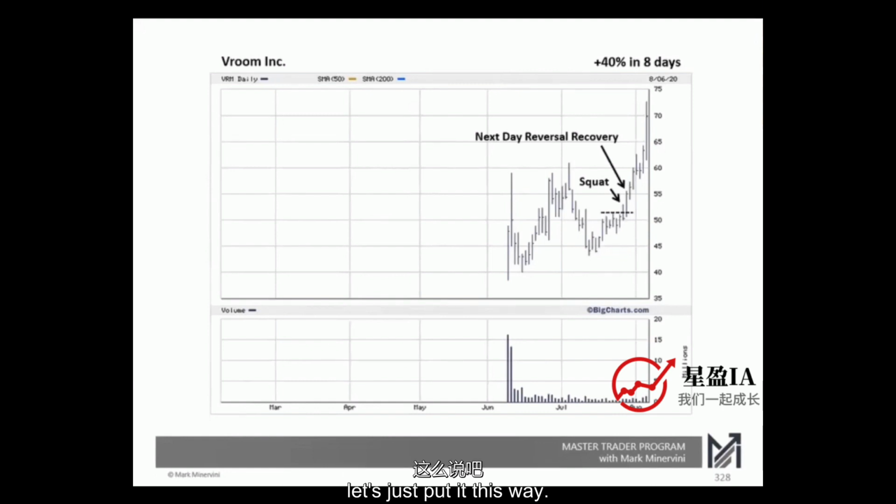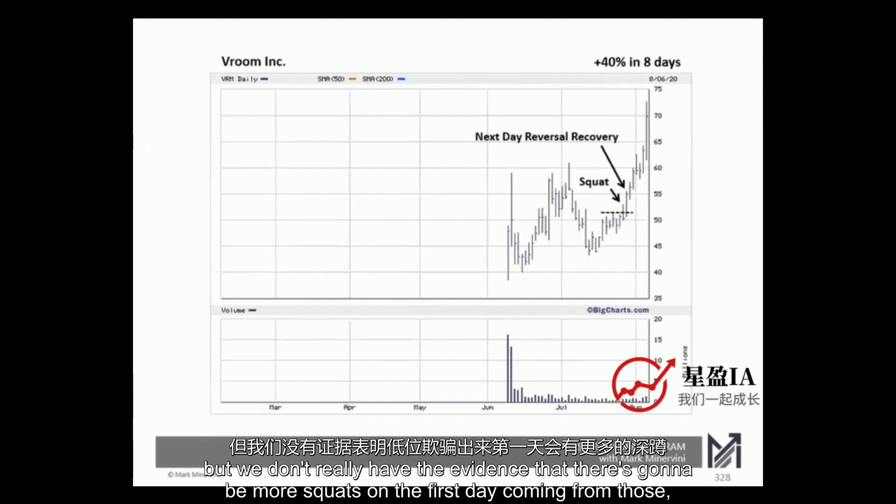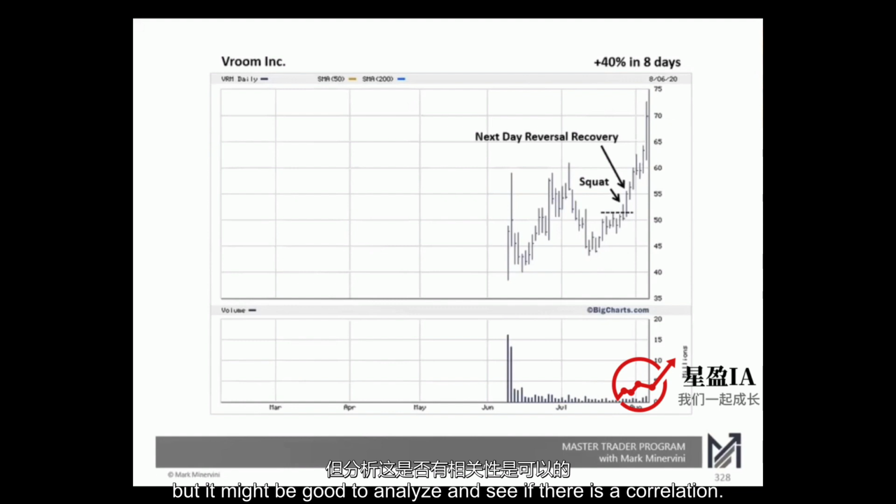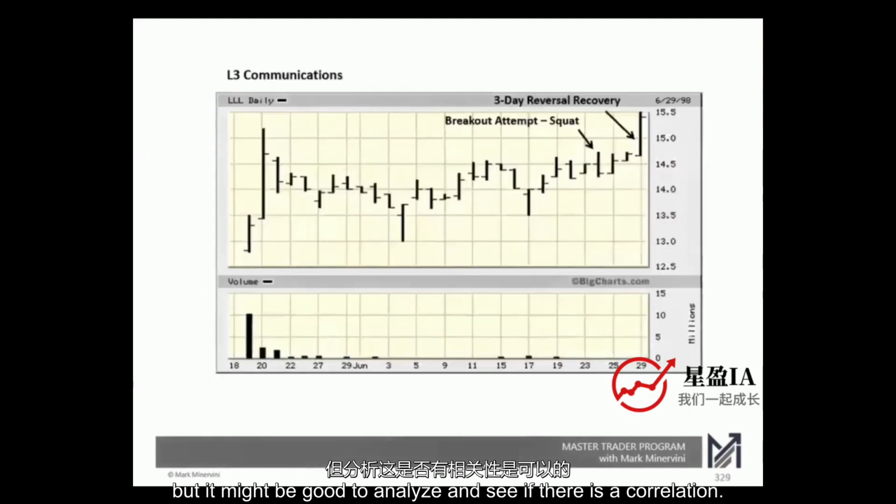Let's just put it this way. The lower you go in the base, when you go to the low cheat, it's going to be a lot trickier than in the cheat. And when you're in the cheat, it's going to be trickier than in the handle because, again, the lower you go in the base, the more overhead supply you have. When you're going into new high ground, you have no overhead supply. So you've eliminated that. It does make sense, but we don't really have the evidence that there's going to be more squats on the first day coming from those. But it might be good to analyze and see if there is a correlation there.